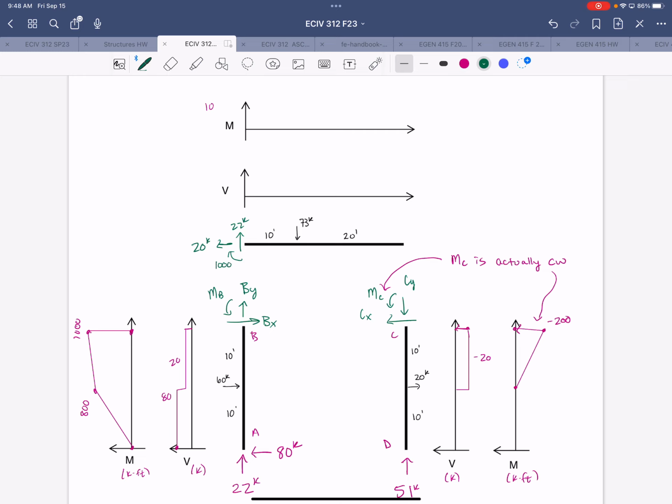Over here, Cy was downward, so it'll be upward on the beam, and that was 51 kips. Cx will be 20 kips to the right on the beam. And the moment at C will be counterclockwise on the beam, 200 kip feet.